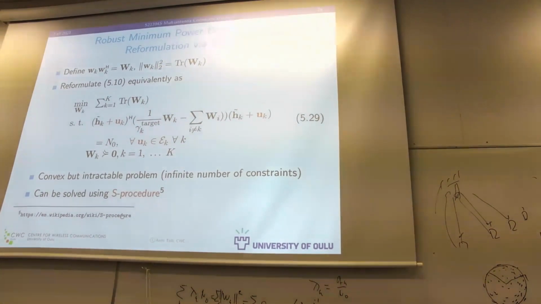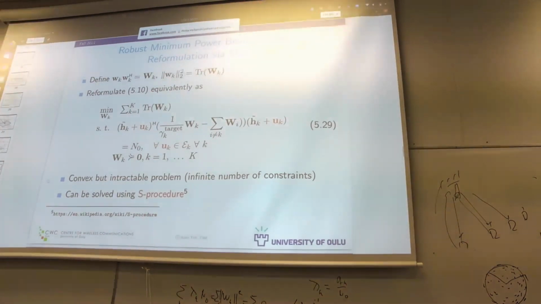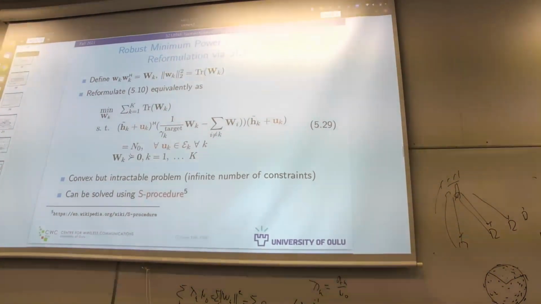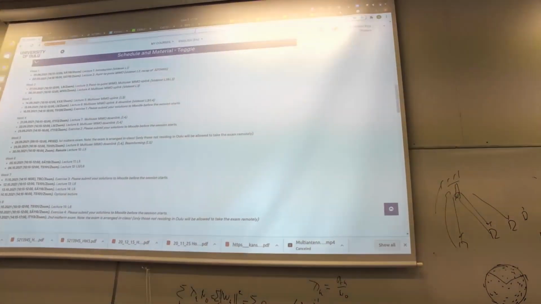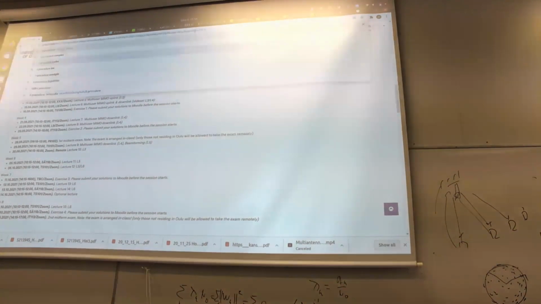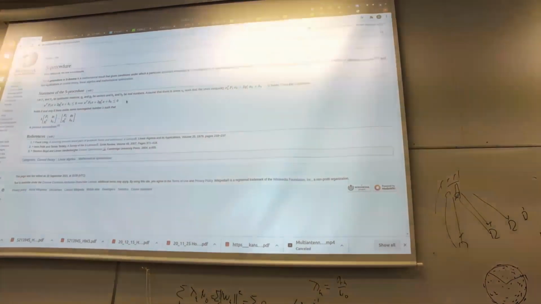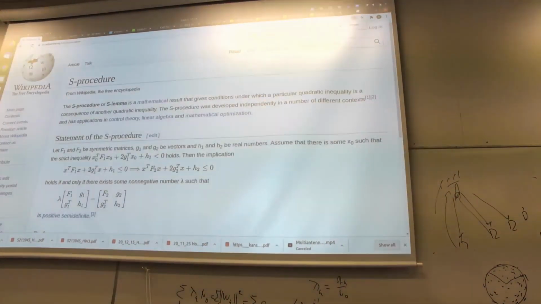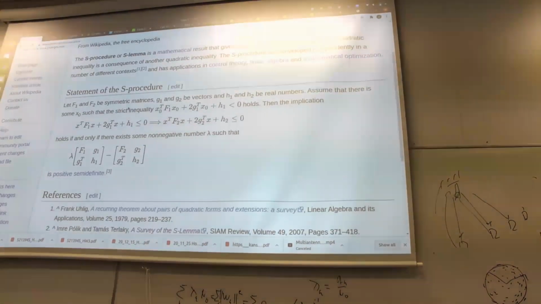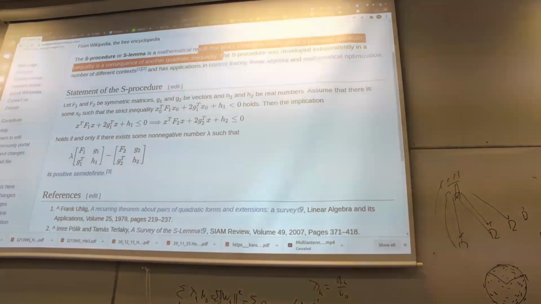Let's go through that S-procedure just for fun. This is quite detailed. So the S-procedure is a mathematical result that gives conditions under which a particular quadratic inequality is a consequence of another quadratic inequality. We have quadratic inequalities here, right? So this is the main thing here.